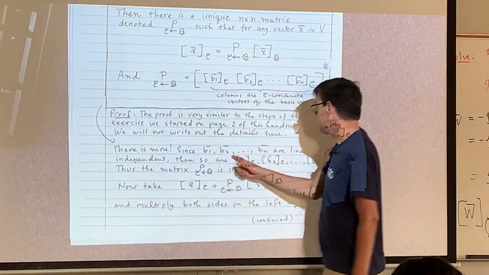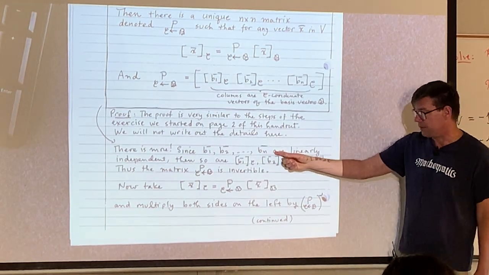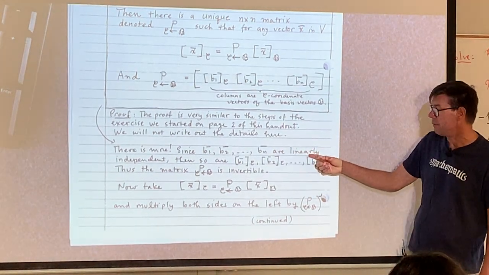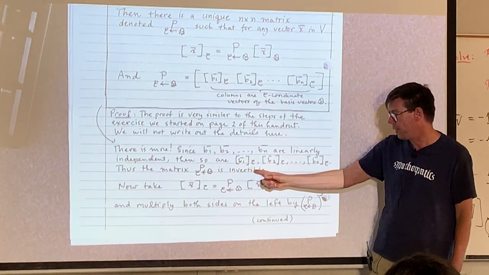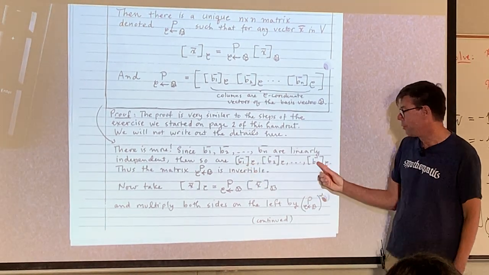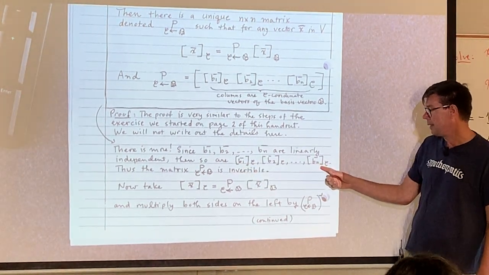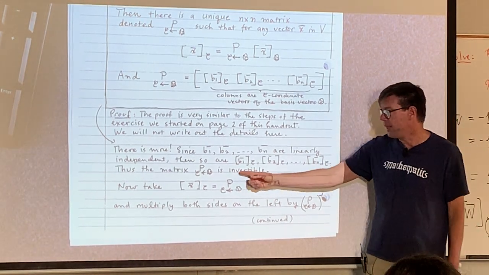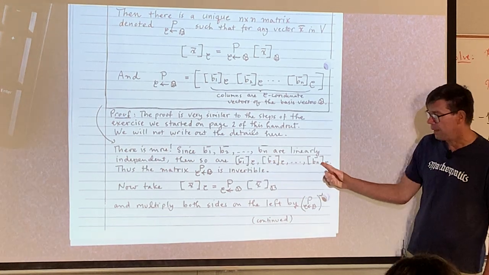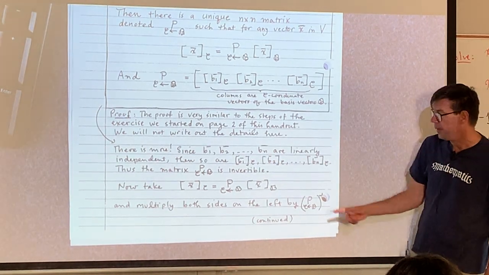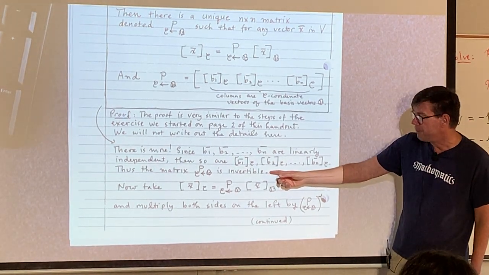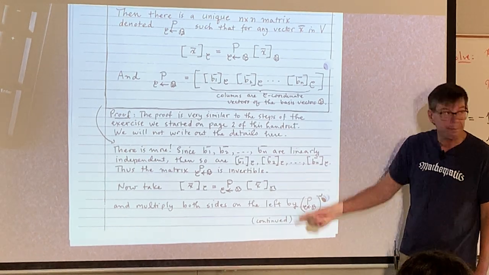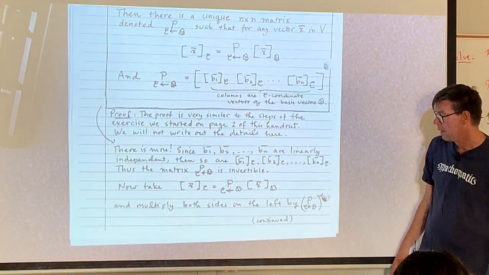Since B1 through Bn is a basis, they're certainly linearly independent vectors, and so are B1 through Bn expressed in C coordinates. So the matrix that has those columns, since the columns are linearly independent, the P matrix is invertible. It's an n by n invertible matrix.